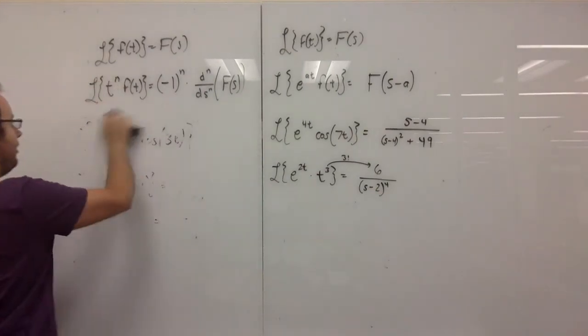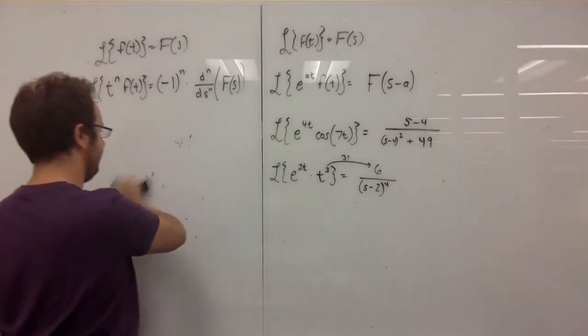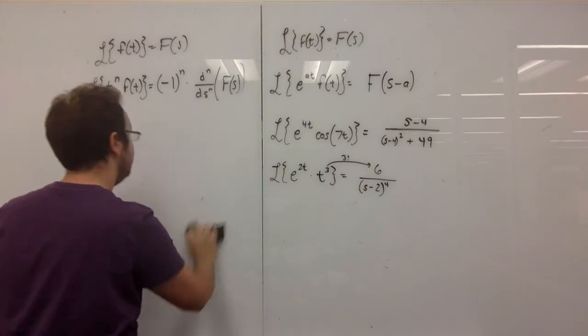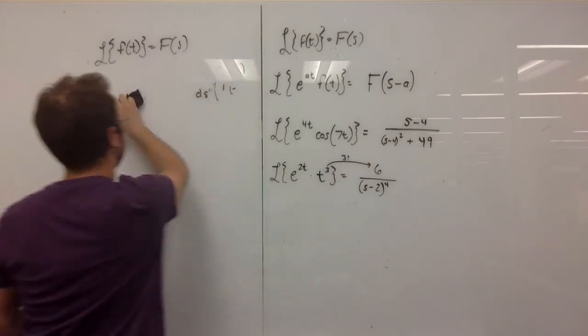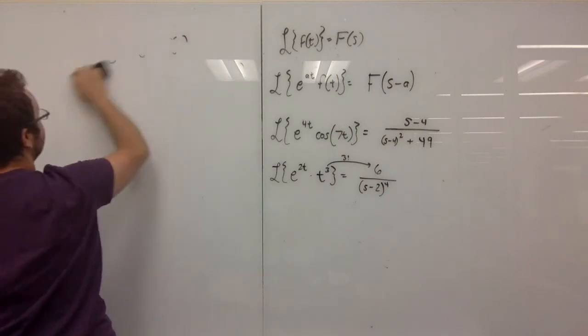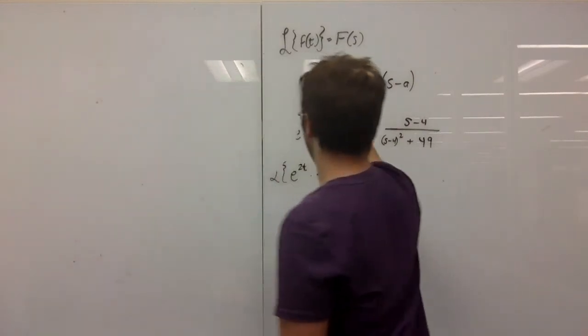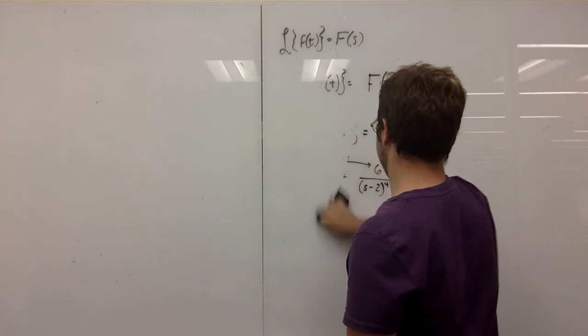Alright. Now we'll talk about inverse, because I think we've covered everything as far as moving forward from a function to a Laplace transform, or the Laplace transform of a function. Now we're going to talk about, given a Laplace transform, how can we find the function it started from?